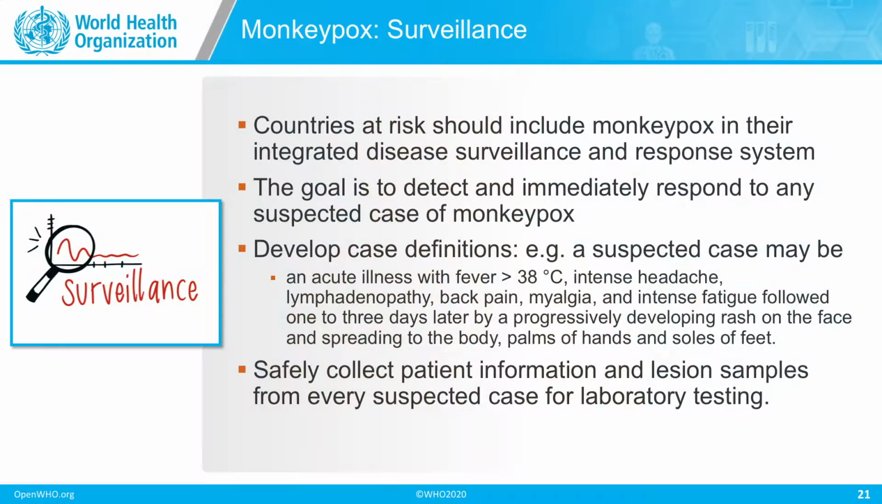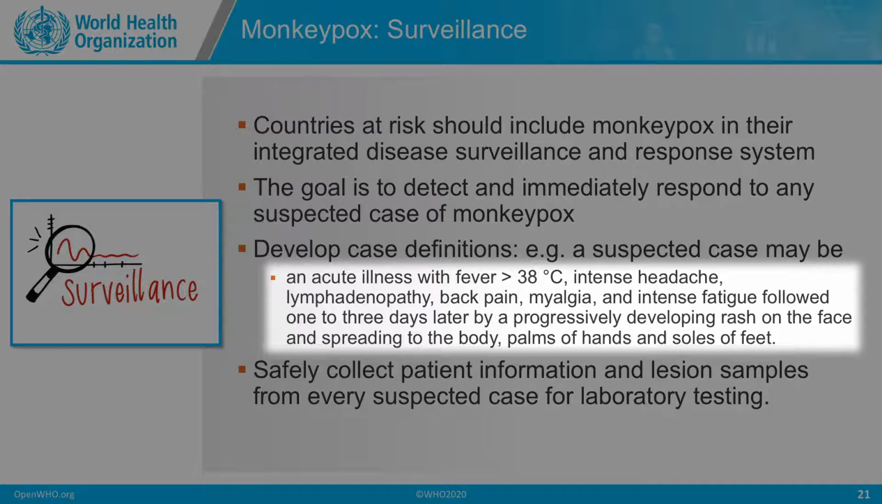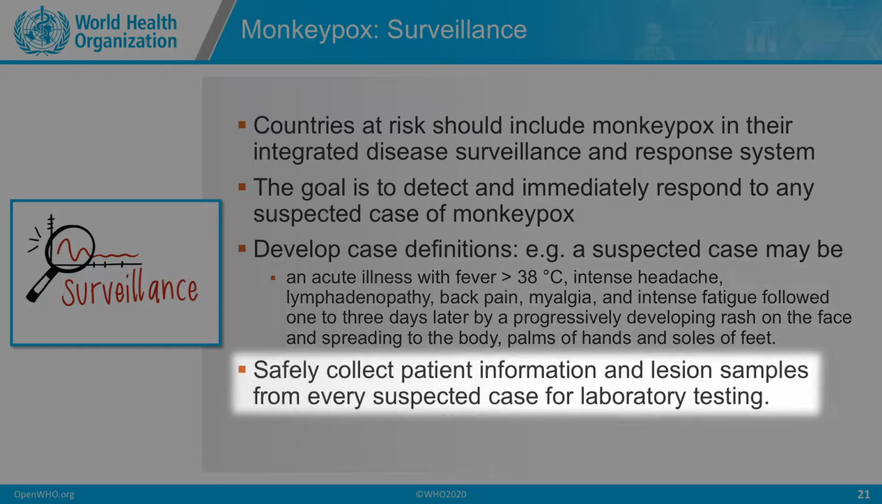An example could be an acute illness with fever over 38 degrees, intense headache, swollen lymph nodes, back pain, muscle aches, and intense weakness, followed 1 to 3 days later by progressively developing rash, often beginning on the face where it's most dense, and then spreading elsewhere on the body, including the soles of the feet and palms of the hand. When a suspected case of monkeypox is found, it is really important to safely collect all the details on the person who has the infection, and to collect specimens from the rash lesions for every suspected case, according to the laboratory testing guidelines you've just heard about.